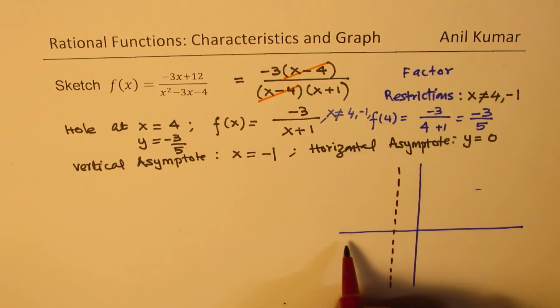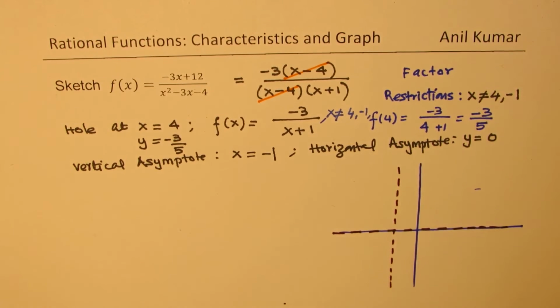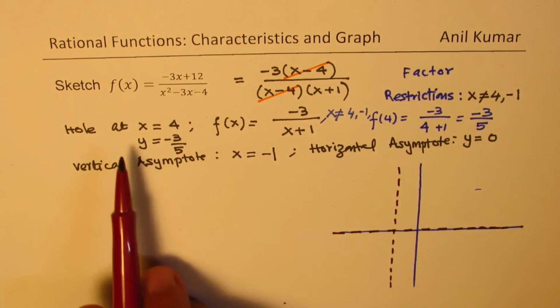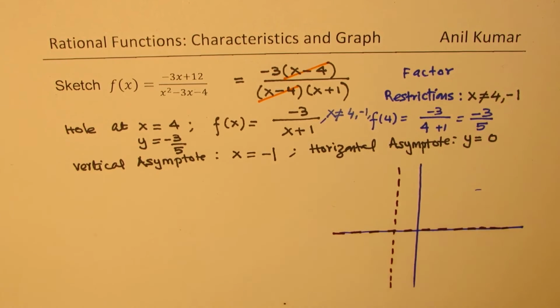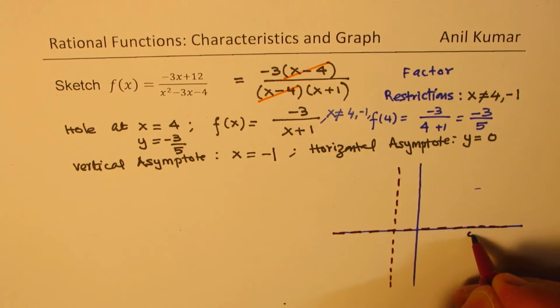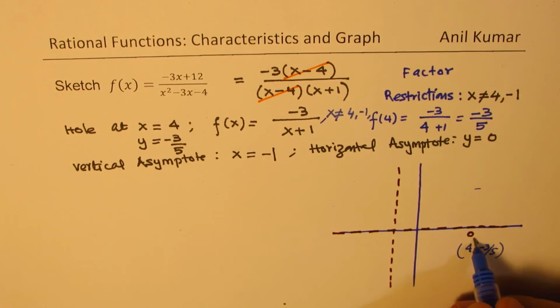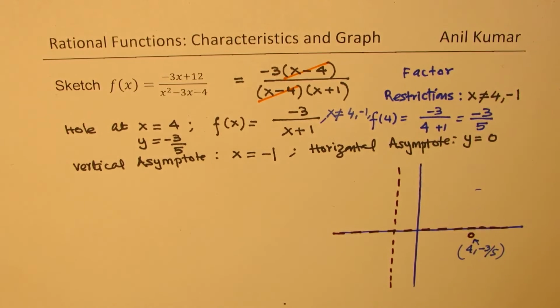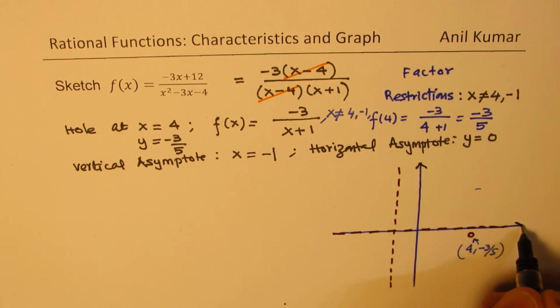Right? We have a horizontal asymptote which is y equals 0. And we also know that there is a hole at x equals 4, y equals minus 3 over 5. Right? So let's say this point here represents the hole. Correct? Whose position here is x is 4 and y is minus 3 over 5. Clear? So that becomes the framework around which we are now going to work.